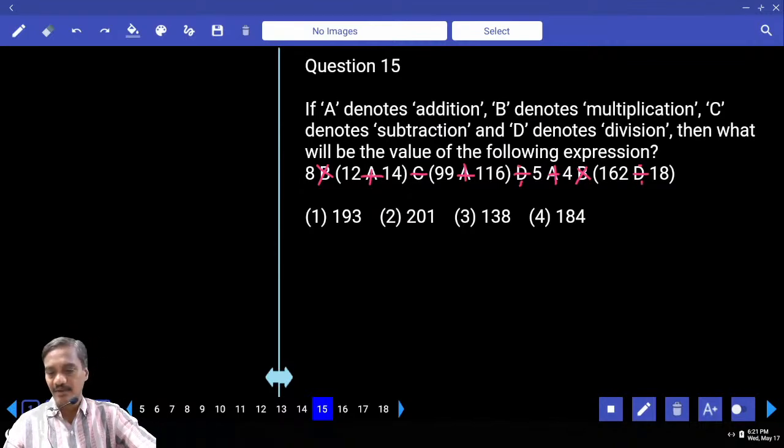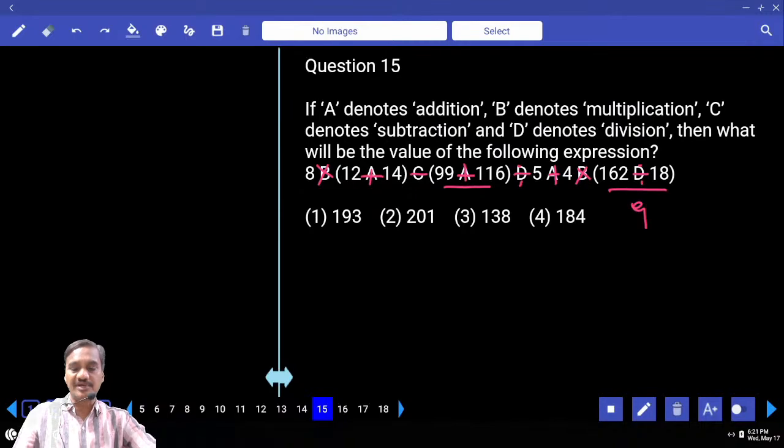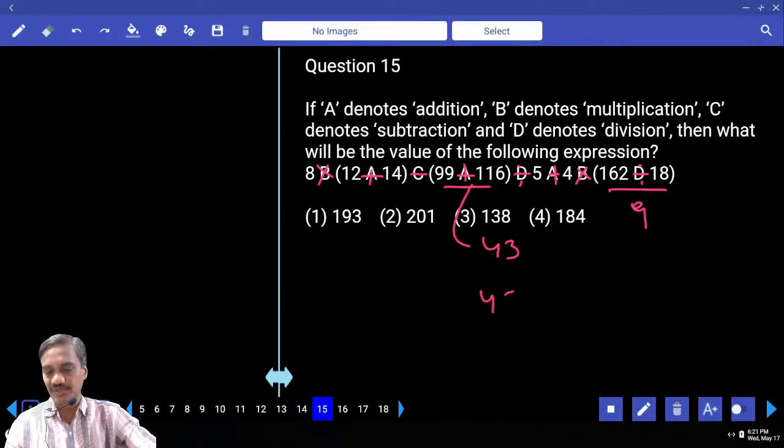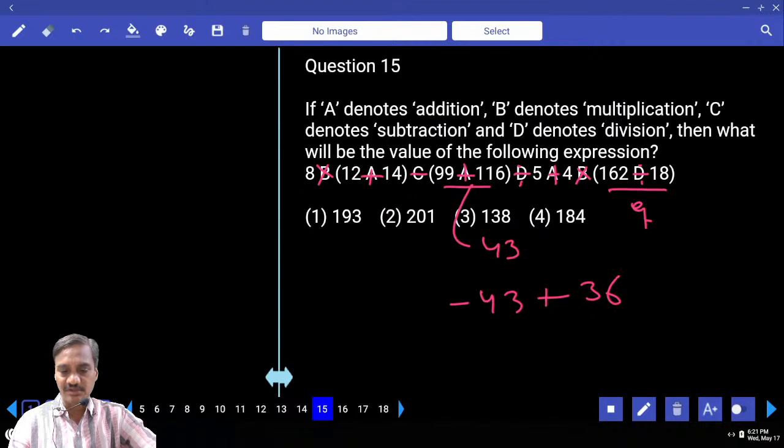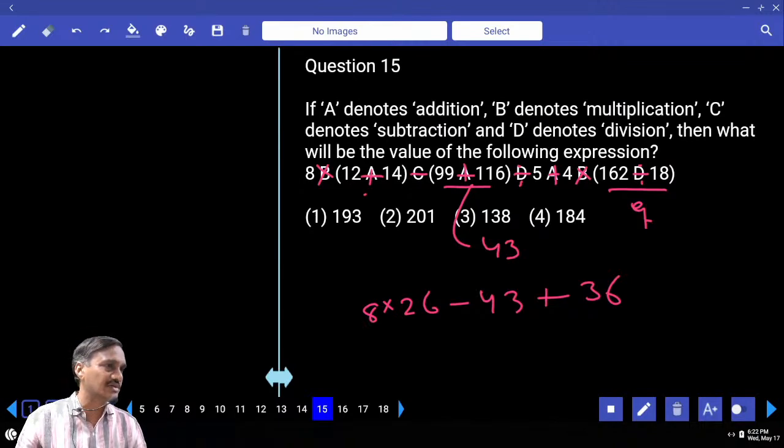First division. 162 divided by 18 is 9. Then again we have 99 plus 116, that is 215. And 215 divided by 5 is 43. That is 43 plus 4 into 9, how much is it? 36. Then minus 12 plus 4, that is 26, and 8 into 26. Now 8 into 26 is how much? 20 into 8 is 160, 6 into 8 is 48. That is 160 plus 48, 208.